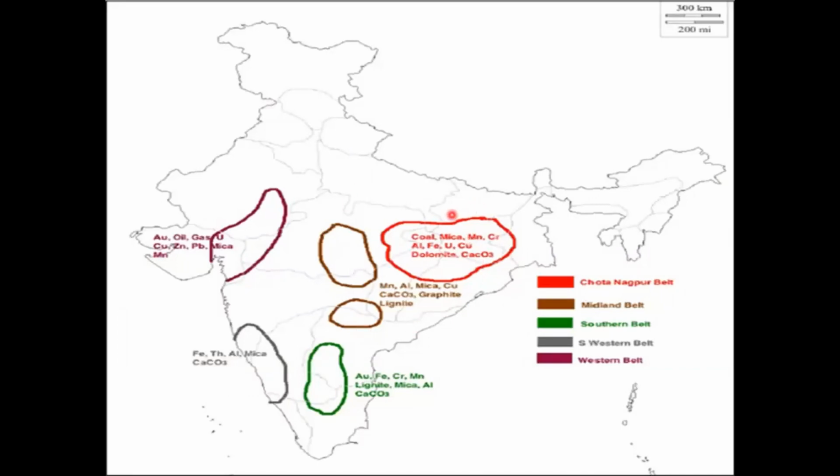So this is your first belt, red. Then we come to your second belt, which is this one, Karnataka. Then we come to the third belt here. Then we come to the fourth belt. Then we come to the fifth belt. So these are the belts which we were talking about.